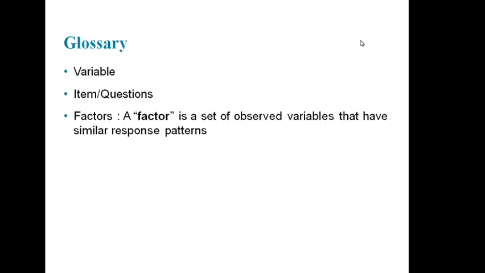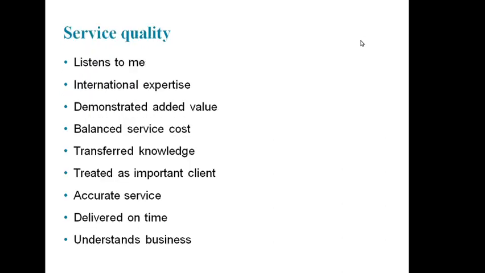So factor is a set of observed variables that have similar response pattern, right? So say you have selected a set of variables like age, gender, sex, salary, like that, and you name all these variables into a single factor known as socio-economic profile. So that is a factor, right? It will have a similar kind of response pattern. That is called a factor.